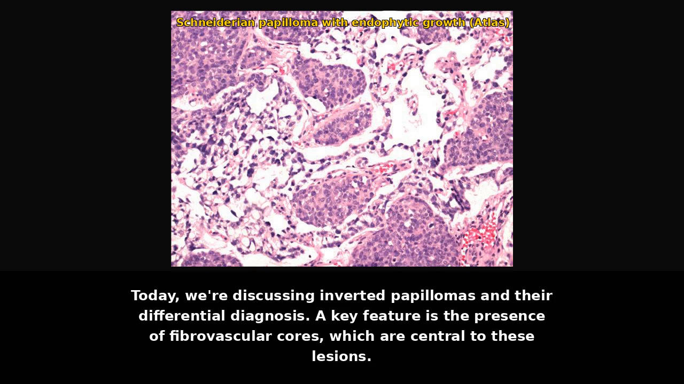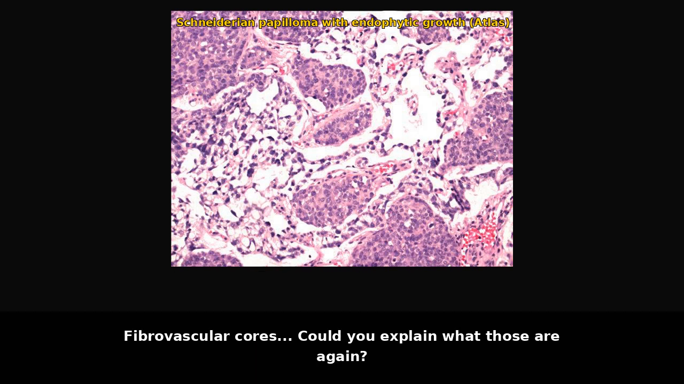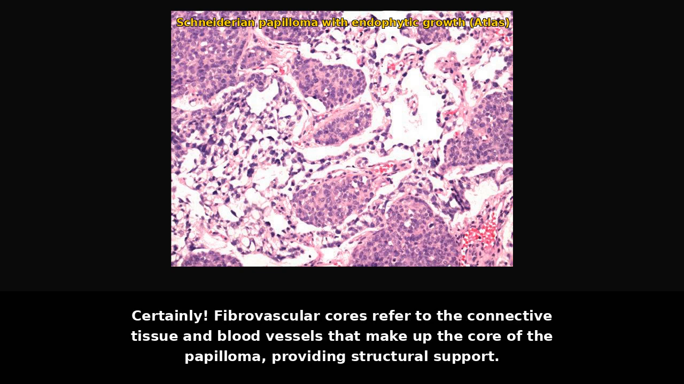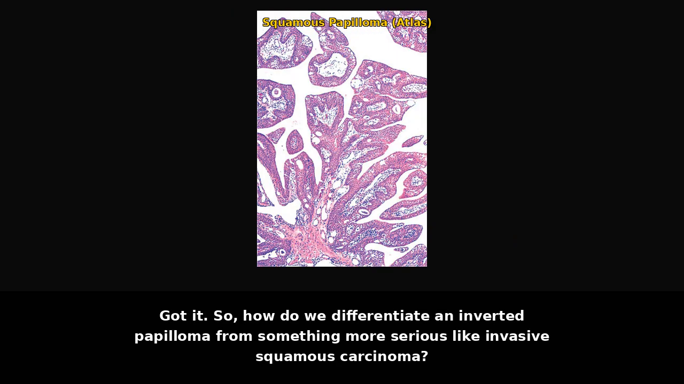Today we're discussing inverted papillomas and their differential diagnosis. A key feature is the presence of fibrovascular cores, which are central to these lesions. Fibrovascular cores. Could you explain what those are again? Certainly, fibrovascular cores refer to the connective tissue and blood vessels that make up the core of the papilloma, providing structural support. Got it.